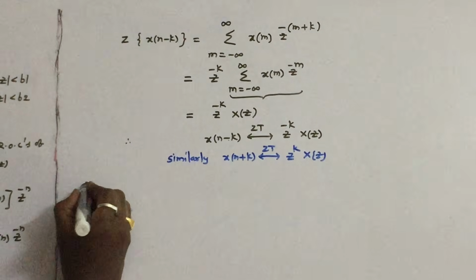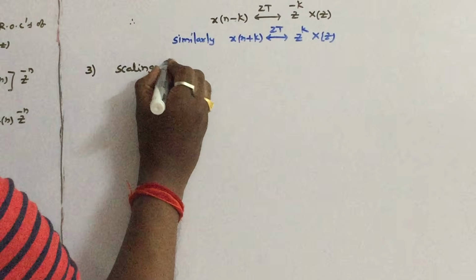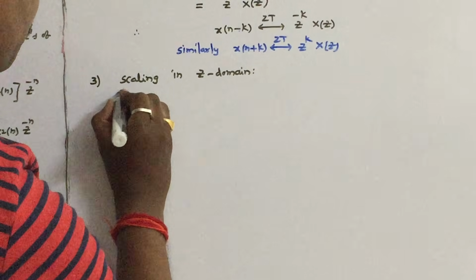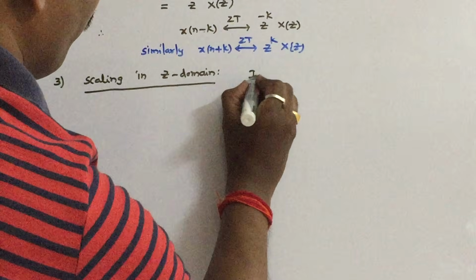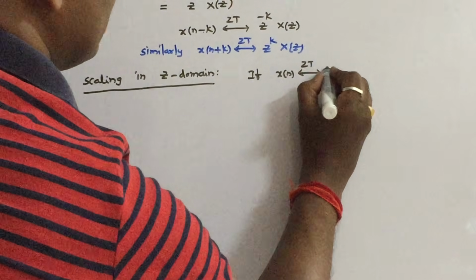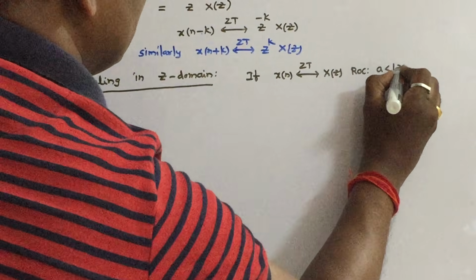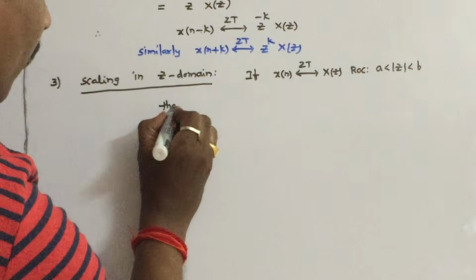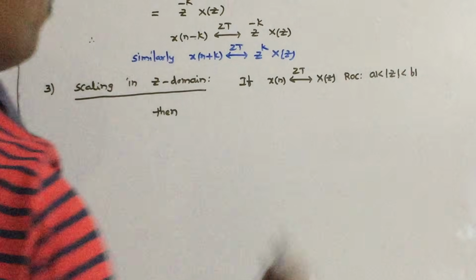Let us take the third property, scaling in z domain property. Let us see this another very simple property. If x of n, discrete time signal, Z transform is say X of z with ROC, say you take any general ROC, let us say A to B. So then, or you can take, so A1 less than mod z less than B1.